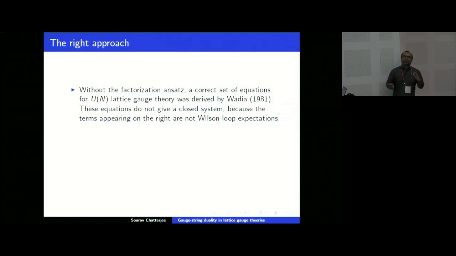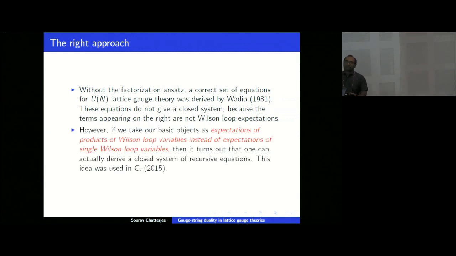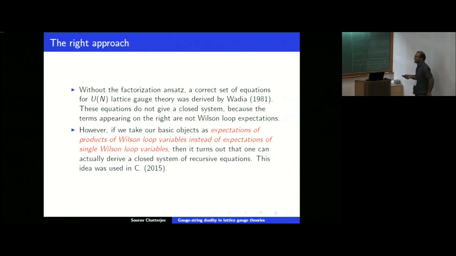But stated as they are, they do not give a closed system, because when you start with the Wilson loop on the left, on the right you do not exactly get the expectation of a Wilson loop variable. What you get is the expectation of a product of traces of a bunch of things. And so one of the things that we will start with here is that you do not take the Wilson loop expectation as your basic object, but instead you just take the expectations of a product of Wilson loop variables as your basic object. And if you start with that, then you can actually get a closed system of equations.